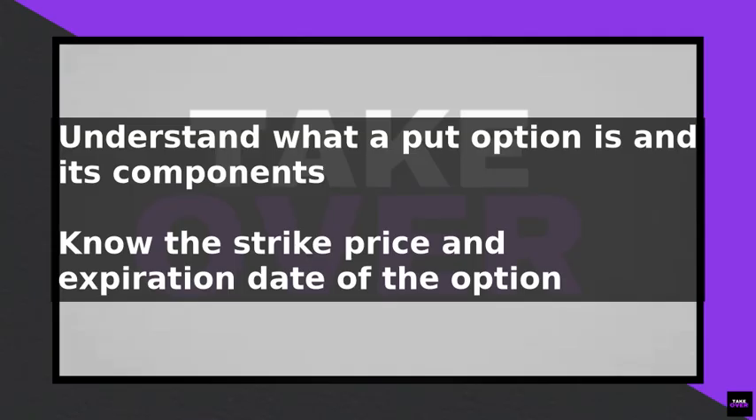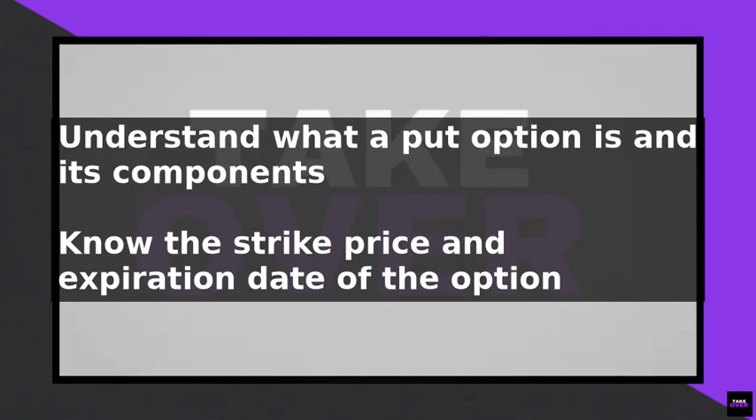To start selling put options on Moomoo, open the app and navigate to the stock you want to sell put options on. Then click on the Trade button and select the Options tab. Here you will see a list of available put options with different strike prices and expiration dates.